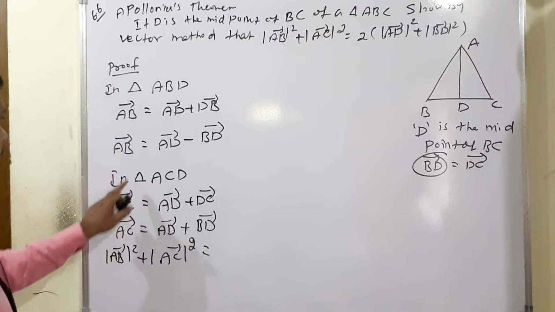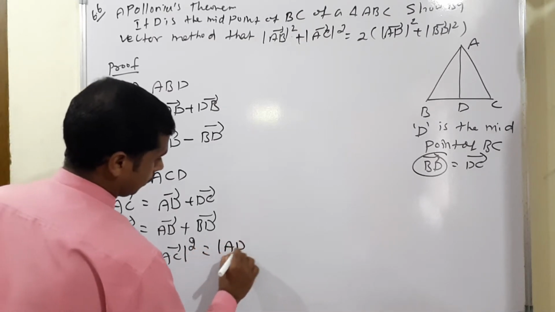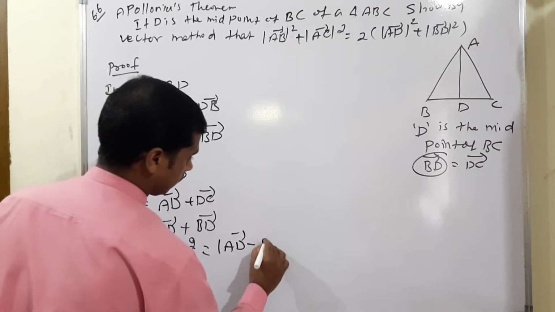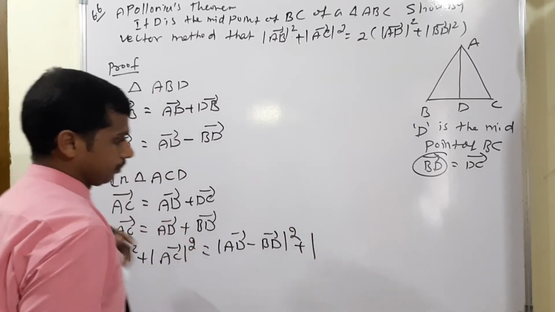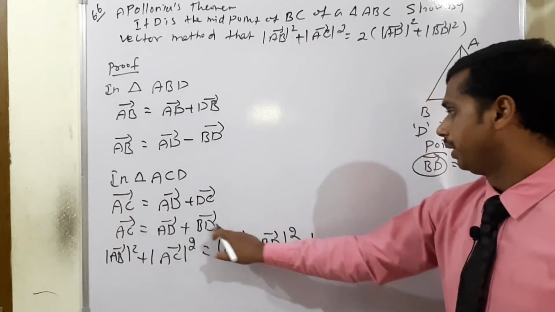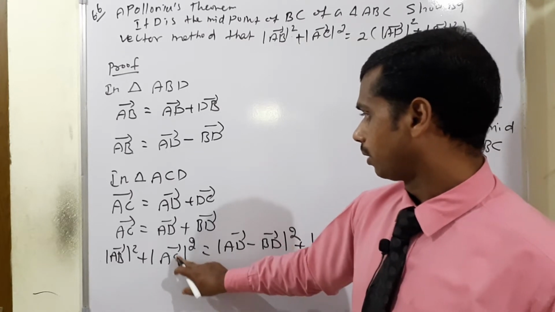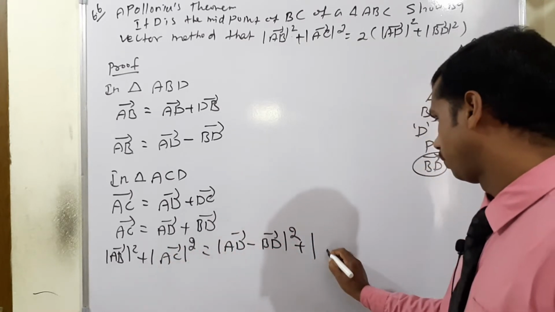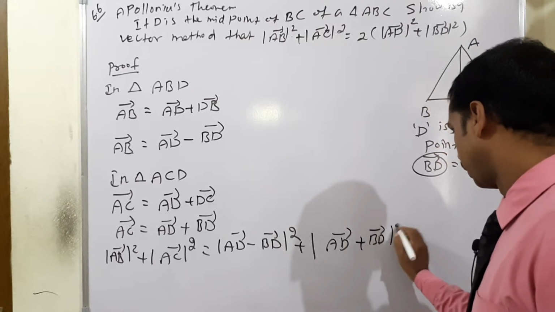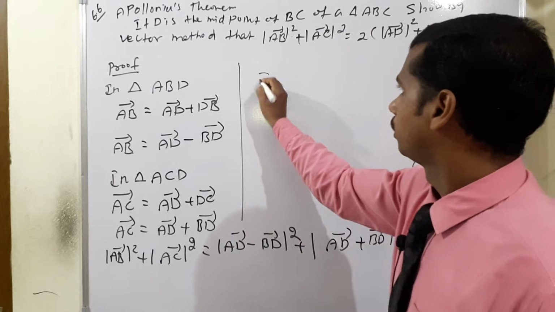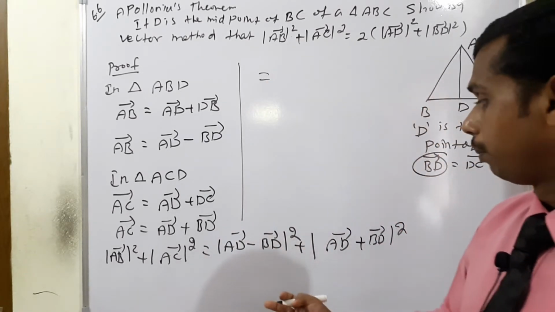Modulus of AB vector square plus modulus of AC vector square is equal to modulus of (AD vector minus BD vector) the whole square, plus modulus of (AD vector plus BD vector) square. Now look, this is the (a minus b) whole square form: a square minus 2ab plus b square.